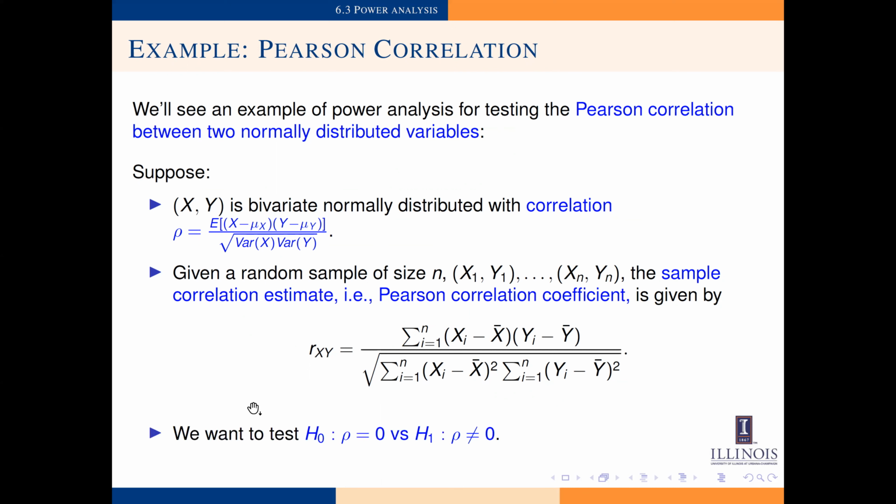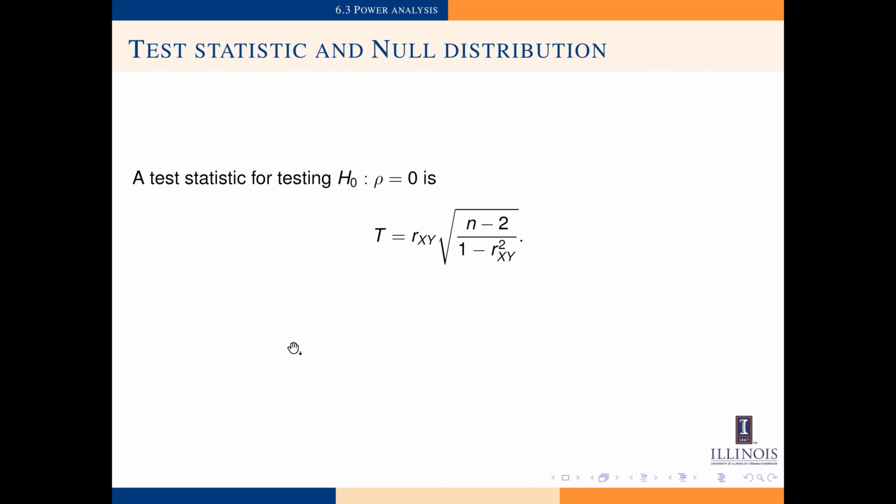All right, so what is the hypothesis we want to test? We want to test the null hypothesis that rho is equal to 0, meaning x and y are uncorrelated, versus the alternative hypothesis that rho is not equal to 0. So you might wonder what would be a test statistic for this. This is something you might have learned before, or you might not have.